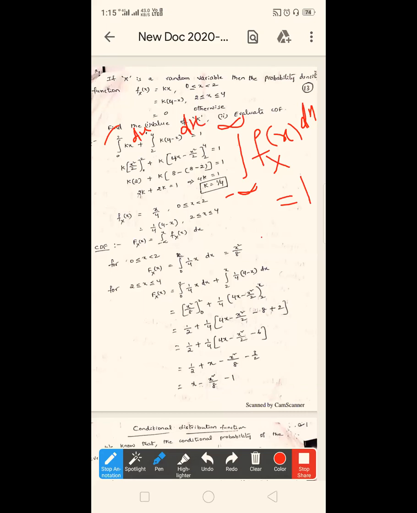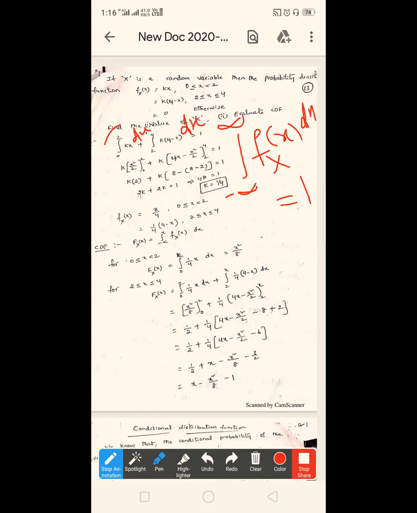There is no other range. Only 0 to 2 and 2 to 4. We have two different ranges. For the remaining values of x, the function is not defined, so the function value is 0. You need not consider that. So consider these two ranges. Now perform the integration. Here for the first term, k is constant, so you can write it outside the integration.